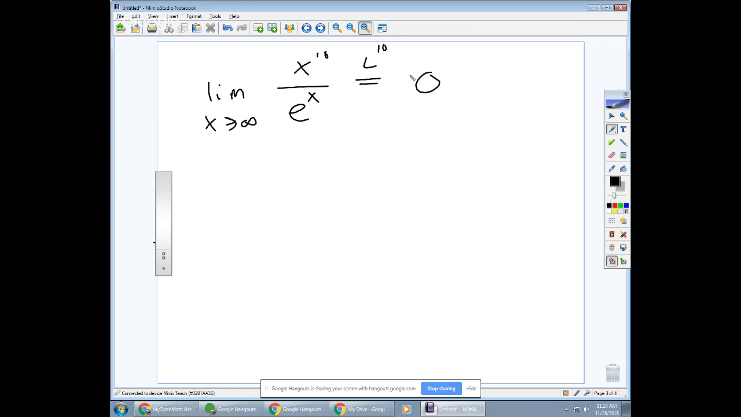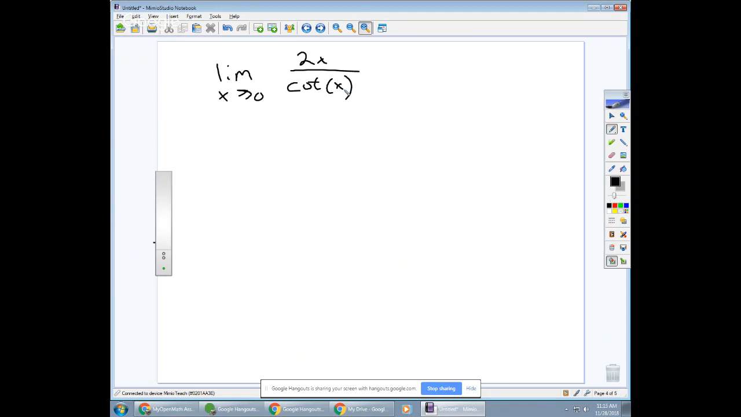Hang on, I want to take a look at the one Sam was looking at because he had a question. What was it? The limit as x goes to 0 of 2x over the cotangent of x. Okay, so let's see. Ooh, cotangent I don't do very often.